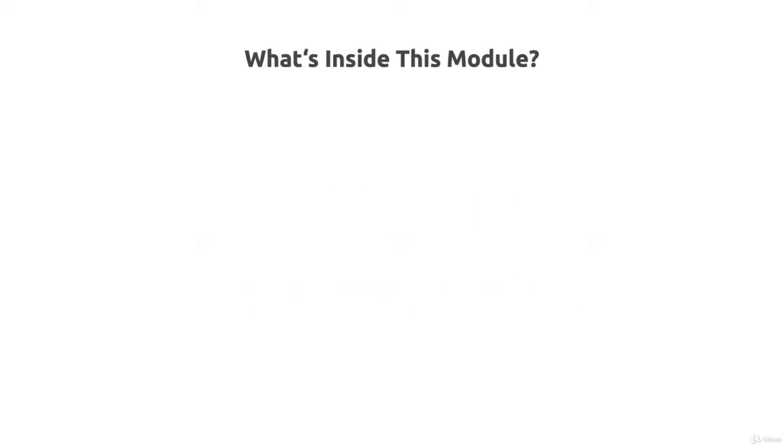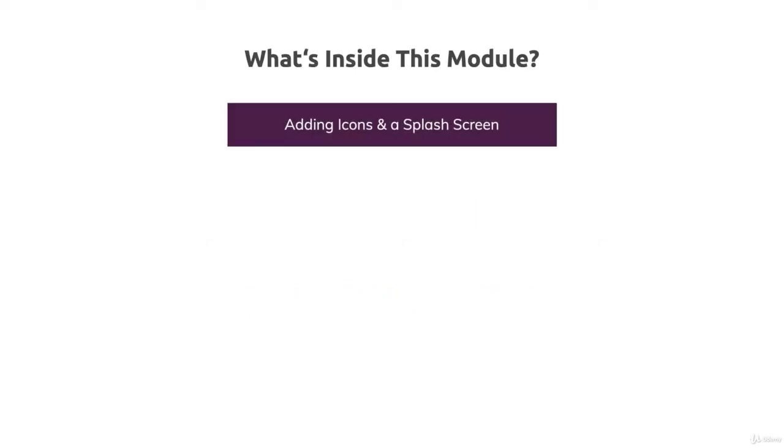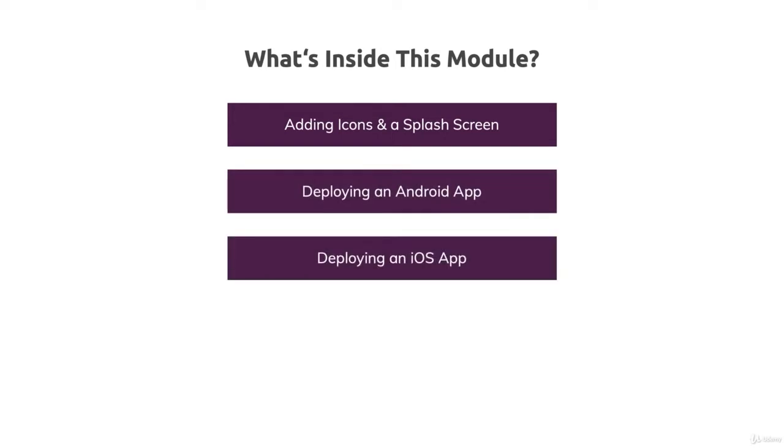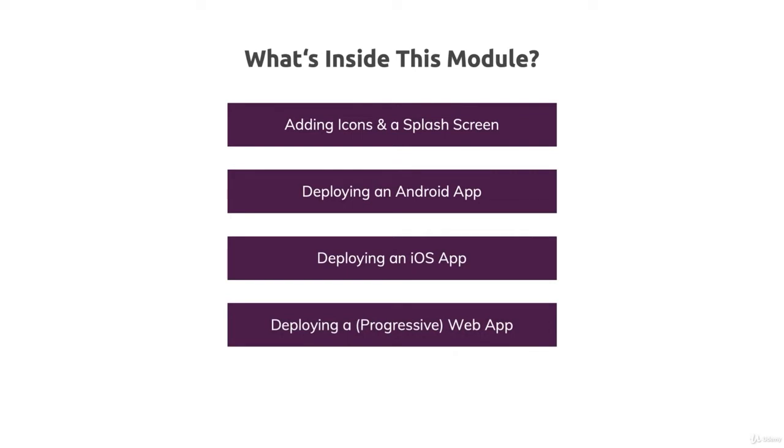I'll first of all start by adding custom icons and a splash screen for our mobile apps so that you can customize that, and I'll show you how that would work. And once we're done with that, we can build the app and you will learn how to deploy it as an Android app, so to the Google Play Store, how to deploy it as an iOS app to the Apple App Store, and how to deploy it as a progressive web app or as a web app in general, because that of course is also something you can do.